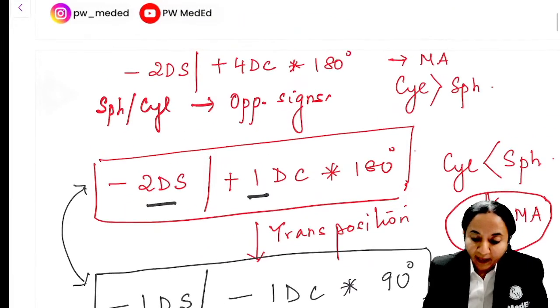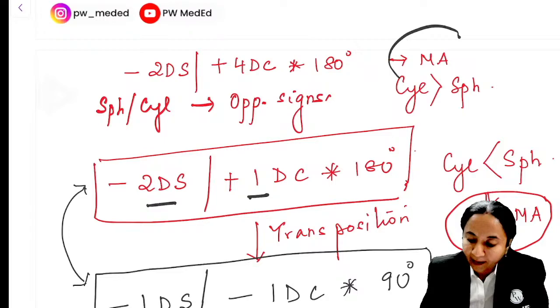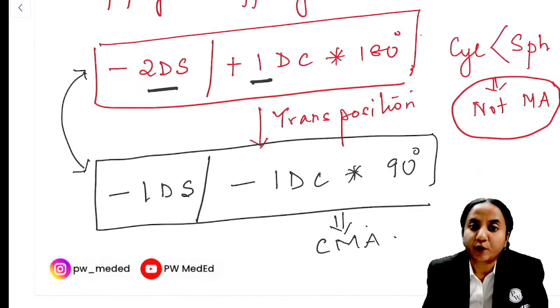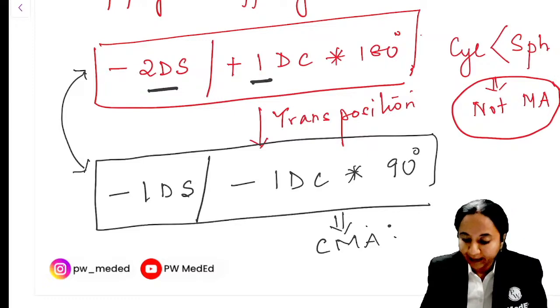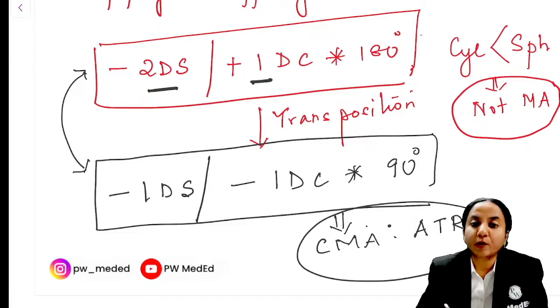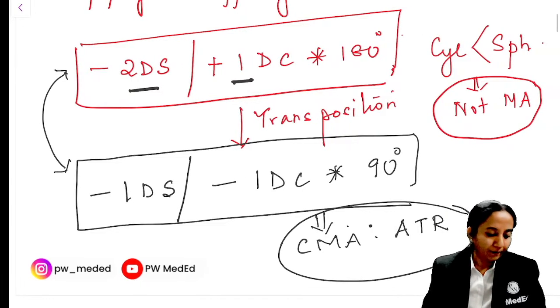So see, if there is a minus plus prescription where the cylinder is greater than the sphere, simply mark it as mixed astigmatism. But if there is a minus plus prescription where the cylinder is less than the sphere, then transpose and bring it to a format that you know. So now it becomes CMA, and correct, it is minus cross 90. So it is against the rule.